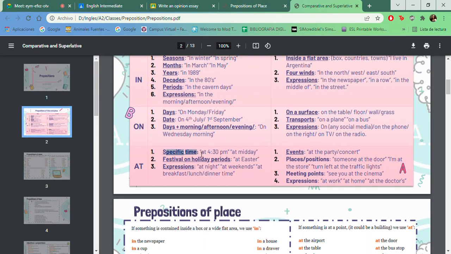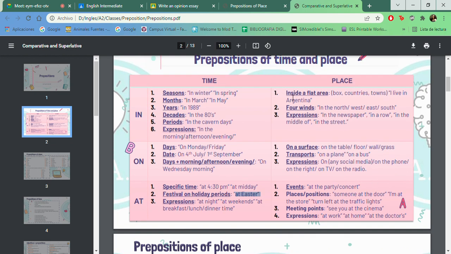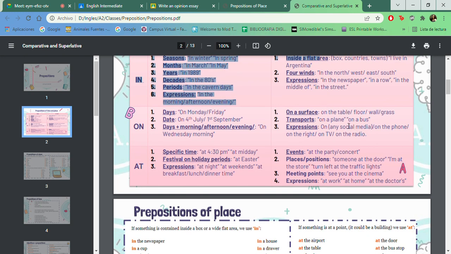Then we have specific time, we use at, and there are some expressions like at night, at weekends. At weekends would be British, remember that. At breakfast, lunch, dinner time. Well, breakfast time, the time we use at. And of course, without the word day, we use it with festivals or holidays, at Easter, for example. Well, and here we have prepositions of place that we already talked about.